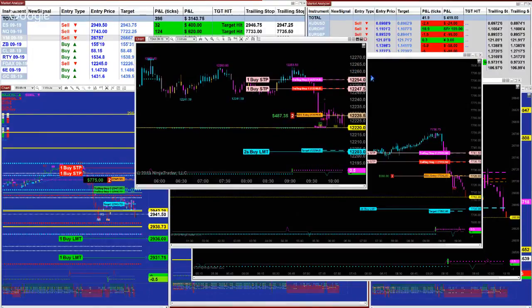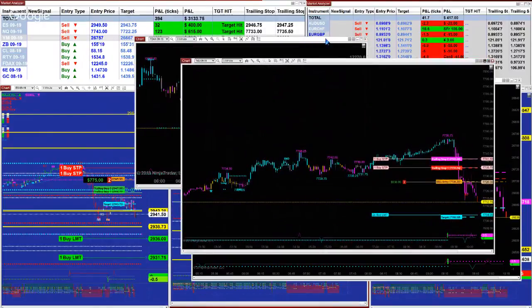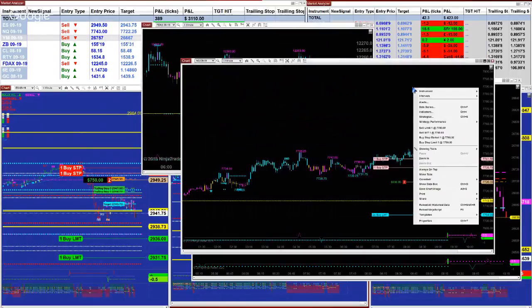It's coming directly to the target, and the NASDAQ is coming also to the target.